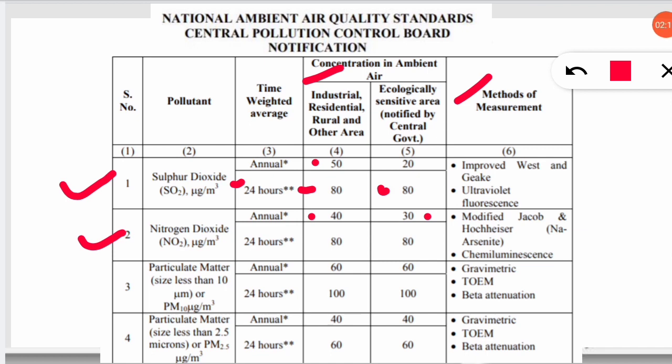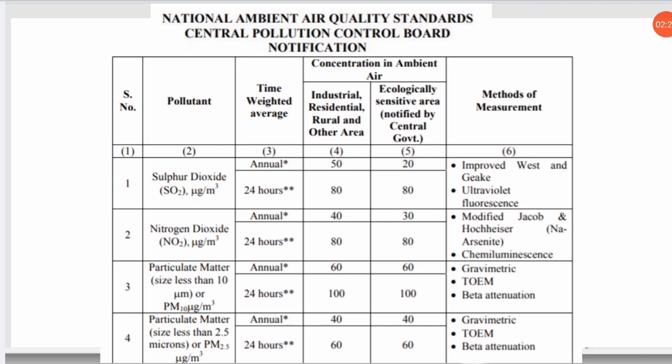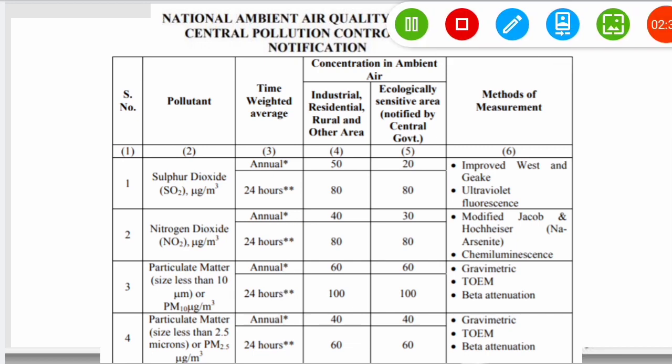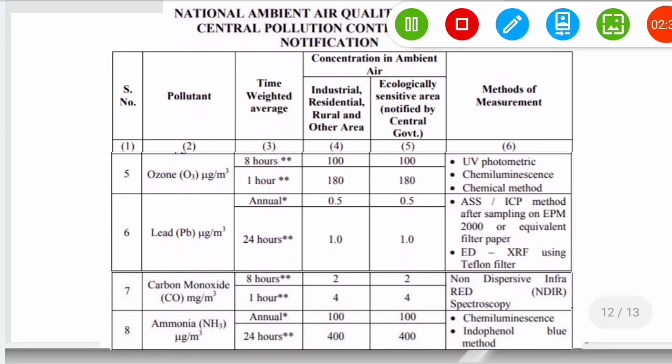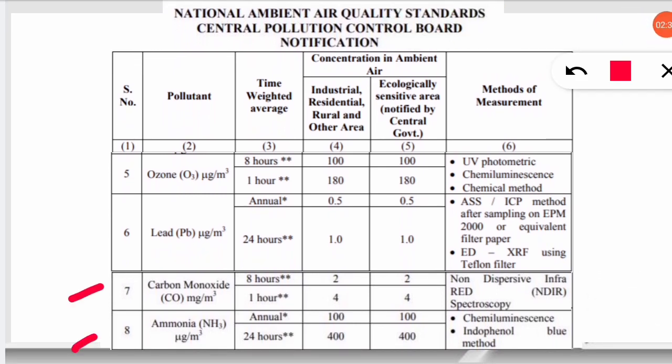So like this, I have mentioned some of the important criteria for the examination point of view, such as sulfur dioxide, nitrogen dioxide, and particulate matter of 2.5 microns and less. Similarly, in the next slide you can see that I have also mentioned ozone, lead, carbon monoxide and ammonia. Here you can see for carbon monoxide it is considering 8 hours and 1 hour. So it does not have 24 hours.